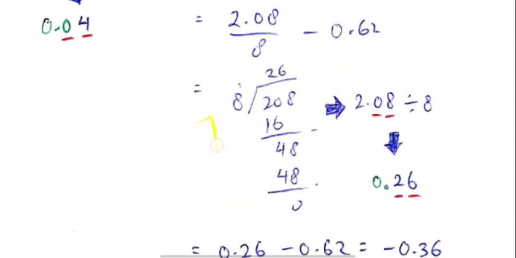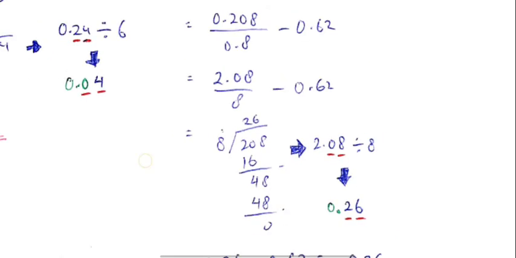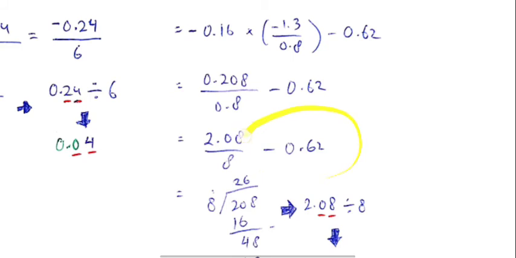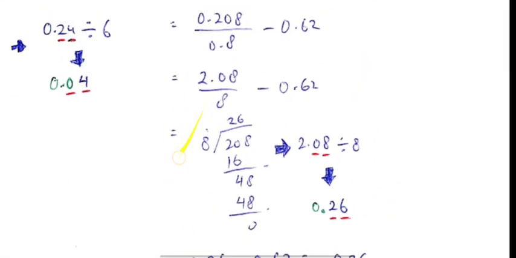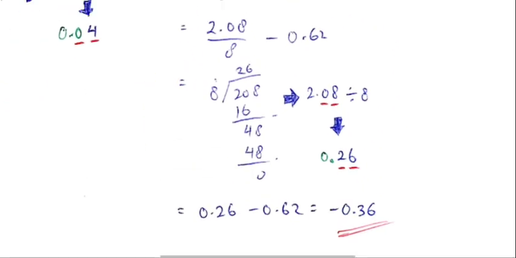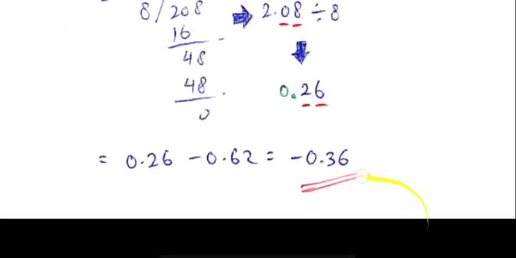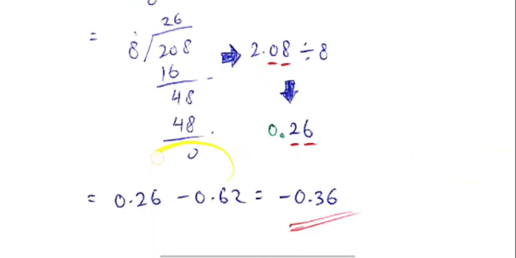After that, we haven't finished here. Remember, we have the minus 0.62, which we leave for the last operation. So just a normal subtraction here, and that will give you negative 0.36.